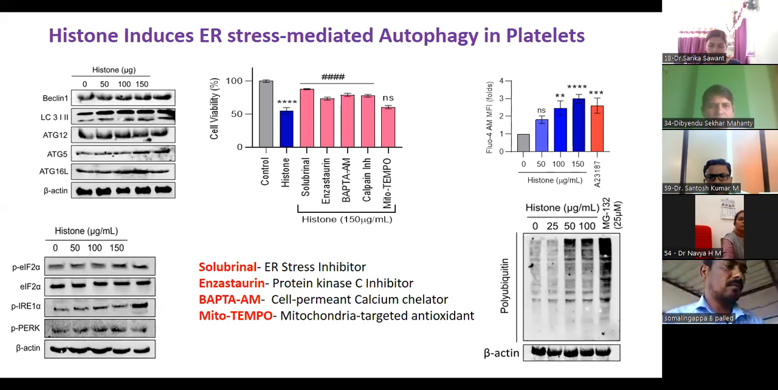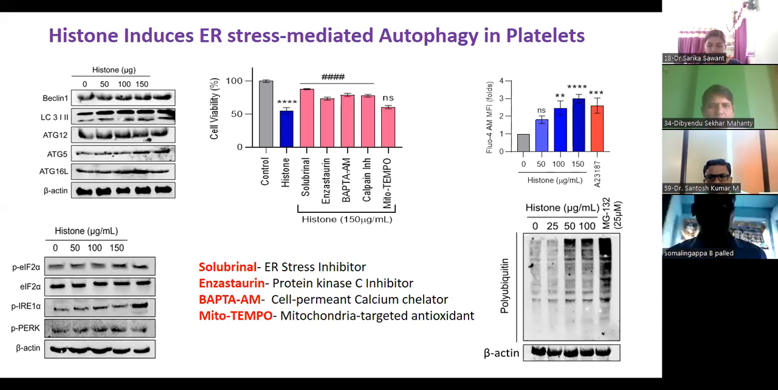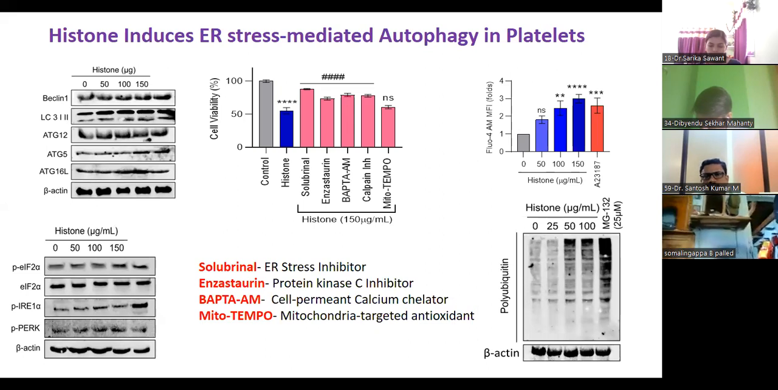When endoplasmic reticulum stress happens, there will be accumulation of unfolded proteins, because ER is the major site for post-translational modification. If something goes bad, those proteins are targeted to the proteasome. So those proteins are useless proteins, unfolded proteins. They undergo polyubiquitination and are targeted to the proteasome.